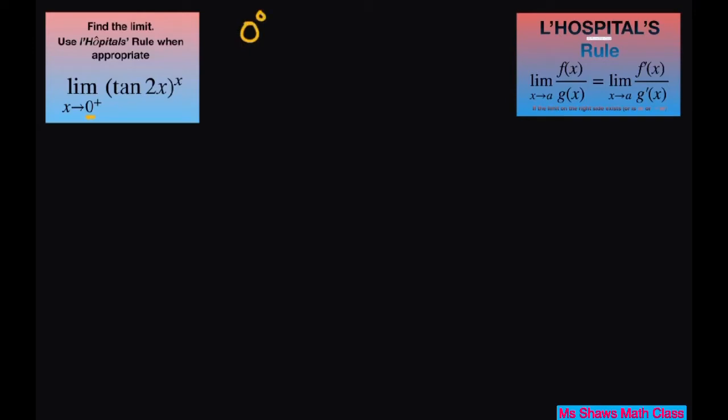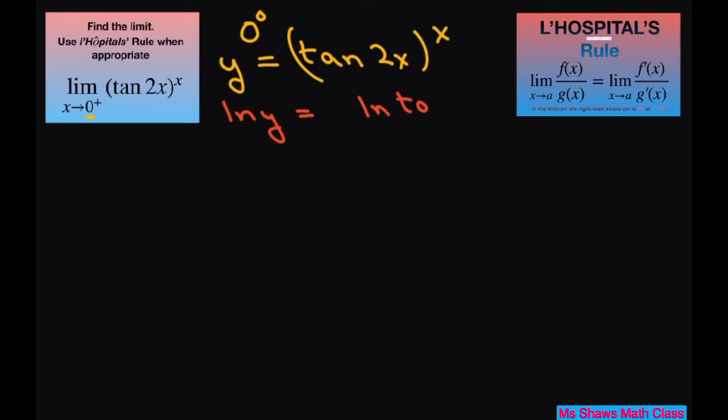So to handle this, we're going to take the natural log and set y equal to tan of 2x to the x power, and then take the natural log of both sides. Now when you do this, use your power property and bring this x in front. So we want to write it like that.